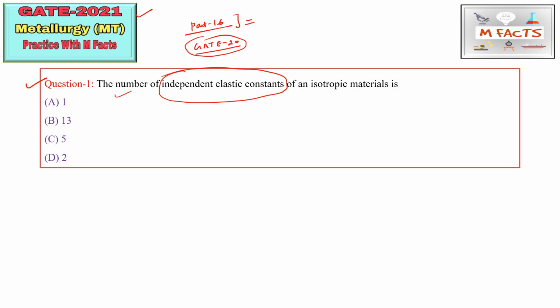So here I will list out, for all types of crystal structures, the number of independent elastic constants. I will start from isotropic material and go up to the triclinic material. For isotropic material, the number of independent elastic constants is 2. In future exams they may also ask for cubic, hexagonal, tetragonal, orthorhombic and monoclinic.